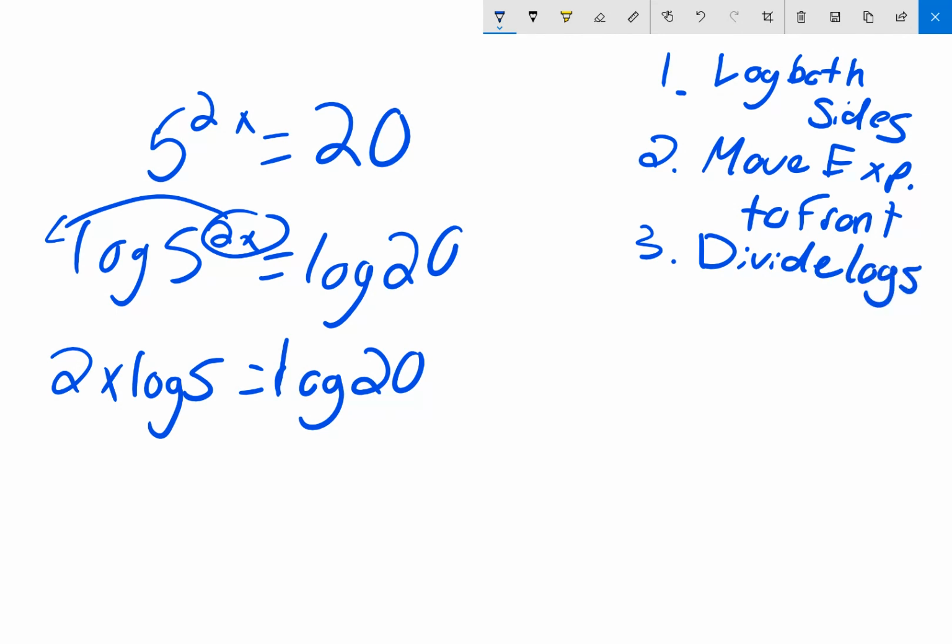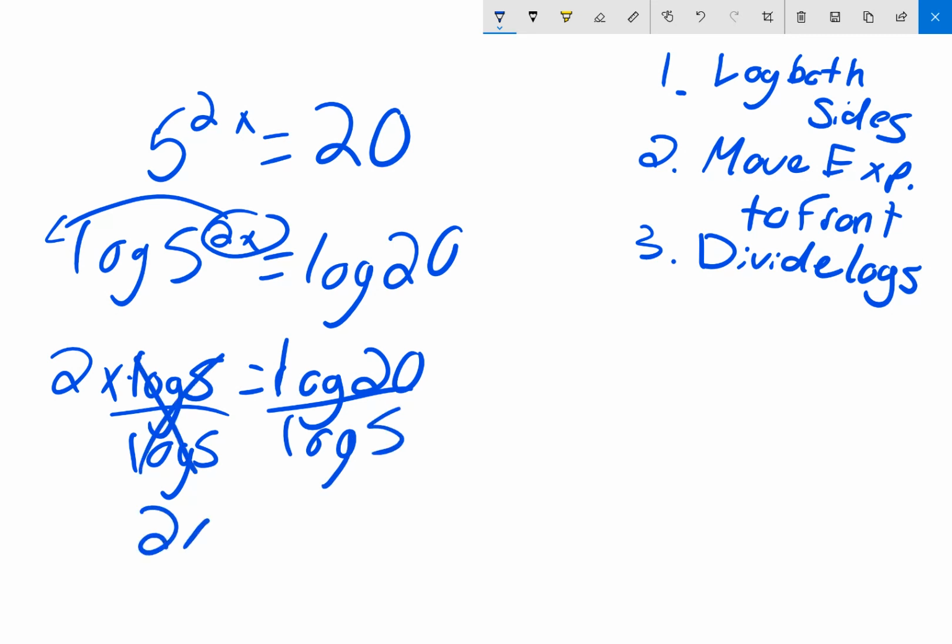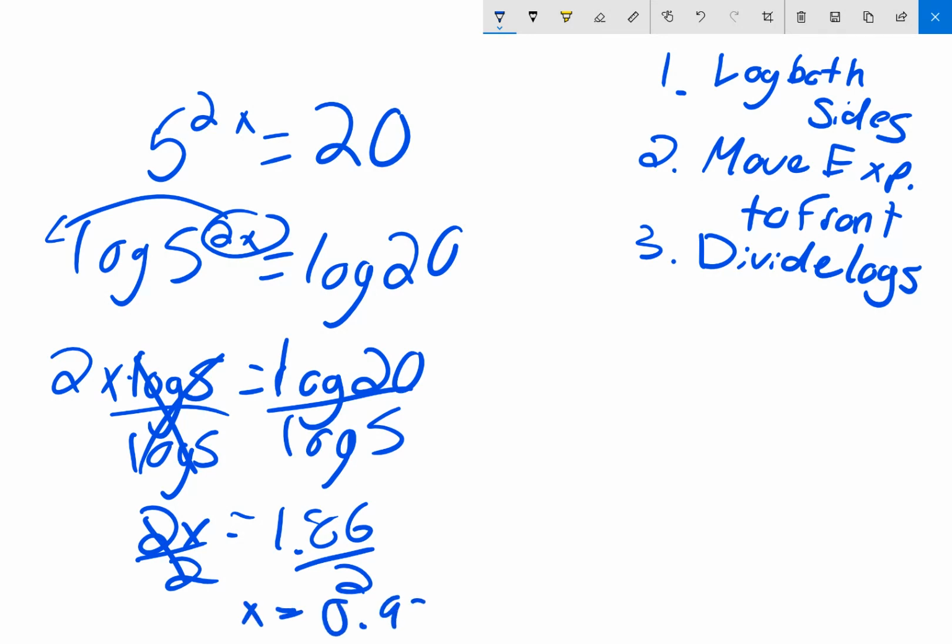Notice the x is on the left side, so I want to cancel out everything from the left side that I can. So I'm going to divide both sides by log 5, because it'll cancel out on the left, leaving me with 2x. And then log 20 divided by log 5 is a decimal, but if we round it, it's 1.86. And then just divide by 2 here, and we get x equal to 0.93, or roughly equal to. It's a rounded number, but roughly.